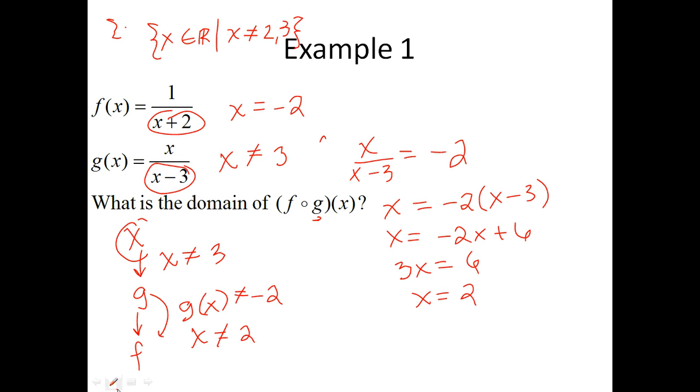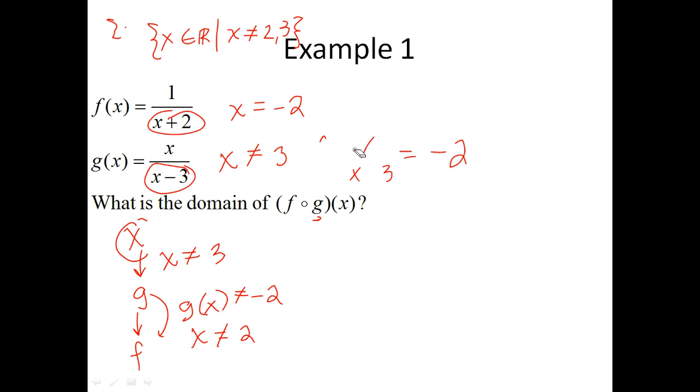Okay, so now let's go ahead and just get the composition so that you can see it, and you'll see that nothing else pops out of it for the domain. Let me erase all of this first. Okay, so we're plugging g into f. So I'm going to write f first. So it'd be 1 over x plus 2, and the x that I'm plugging in is g, which is x over x minus 3. If you want to leave it like that, I'm okay with that, but if you want to simplify it, I'll show you how to.